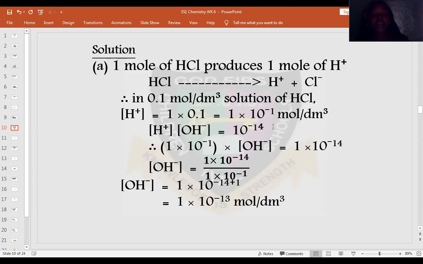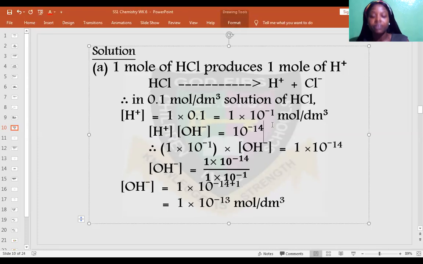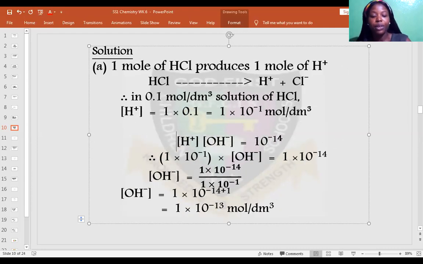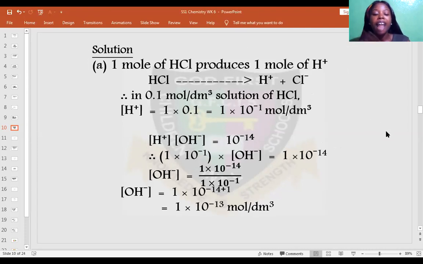Remember we are asked to look for two things in that particular question: the hydrogen ion concentration and the hydroxide ion concentration. You know from the formula that hydrogen ion concentration times hydroxide ion concentration gives you 10 raised to power minus 14.